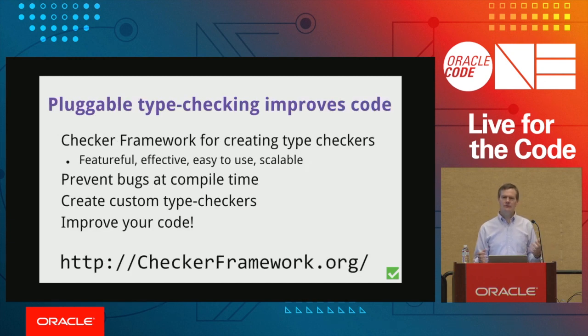So the bottom line here is type checking is good, and pluggable type checking lets you customize it and you control it. It makes your code better. We built the checker framework mostly as a way to let us scratch our itch because we like building type systems. But this has found a lot of industry uptake because these type systems have a lot of features. They're very effective at verifying your code. They're easy to use and they scale to real industrial projects.